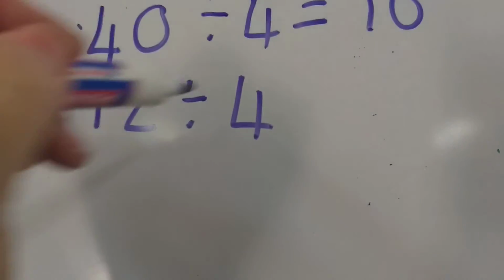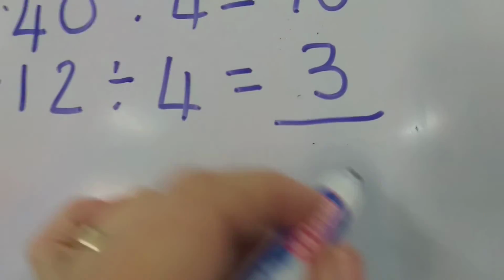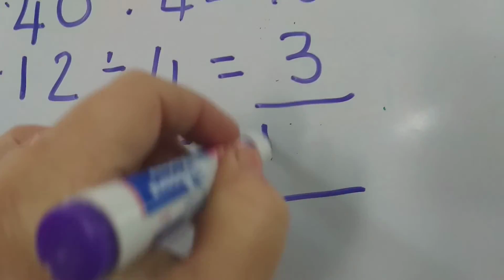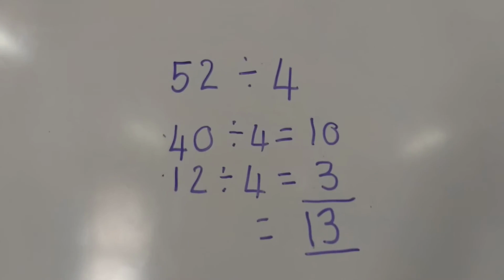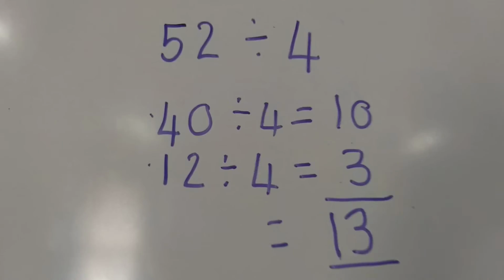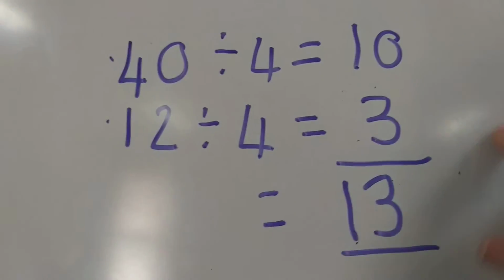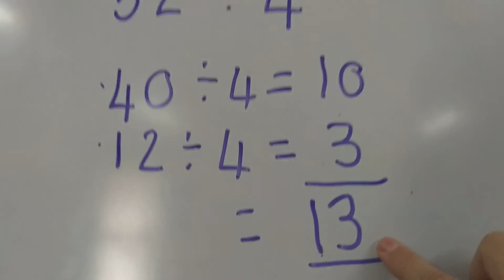40 divided by 4 is 10. 12 divided by 4 is 3. Put those two amounts together to get a final answer of 13. 10 and 3 is 13.